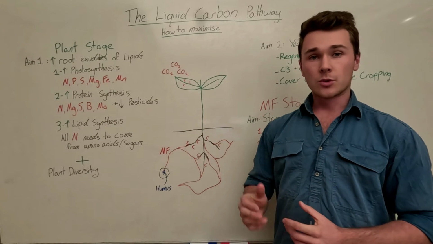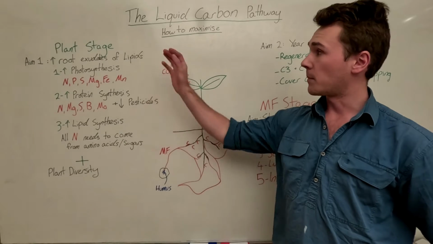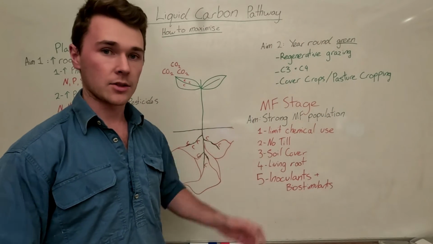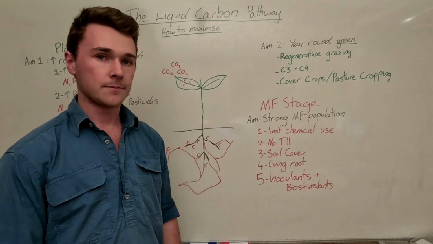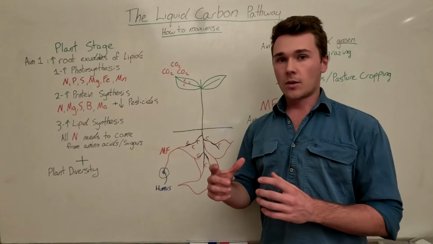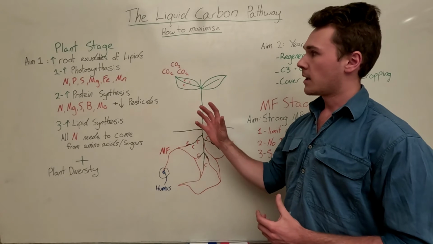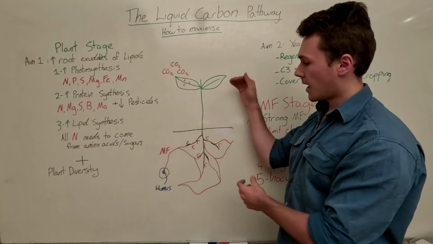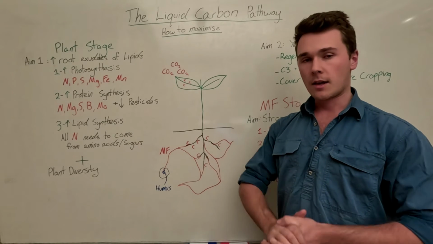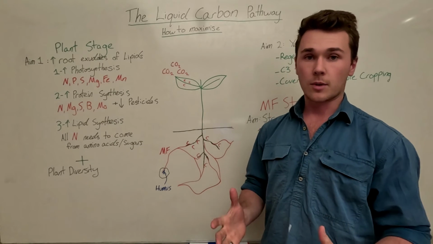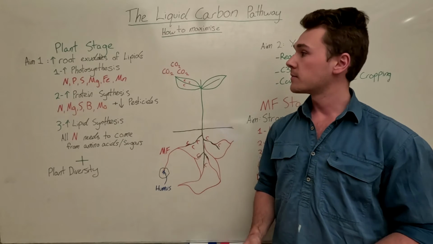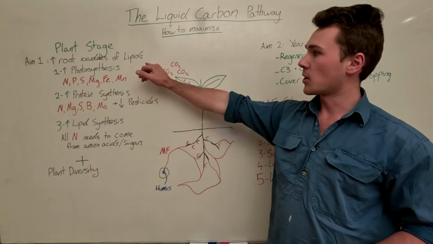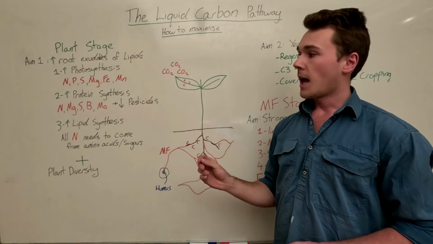So I've divided this up into two stages. So we have the plant stage, which is all dependent on the plant, and then we also have our mycorrhizal fungi stage, which is all dependent on mycorrhizal fungi. So we'll start with the plant phase. So ultimately, we are looking at the amount of photosynthate that the plant can fix and then pump into the ground. And ultimately, that's really what the plant is required to do on this. And so there's two ways we can do this. The first is by increasing root exudates of lipids.